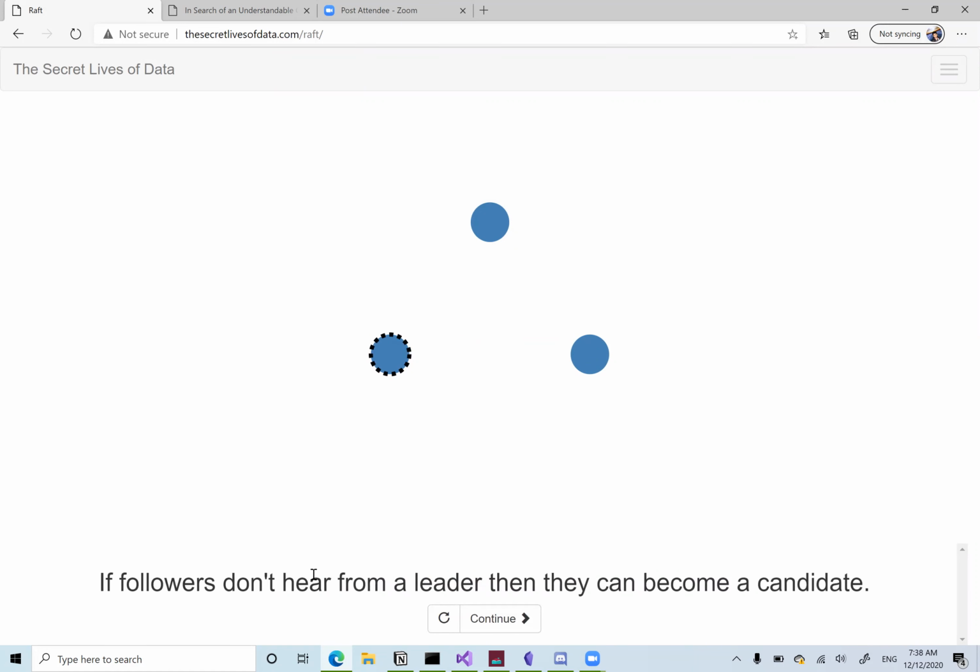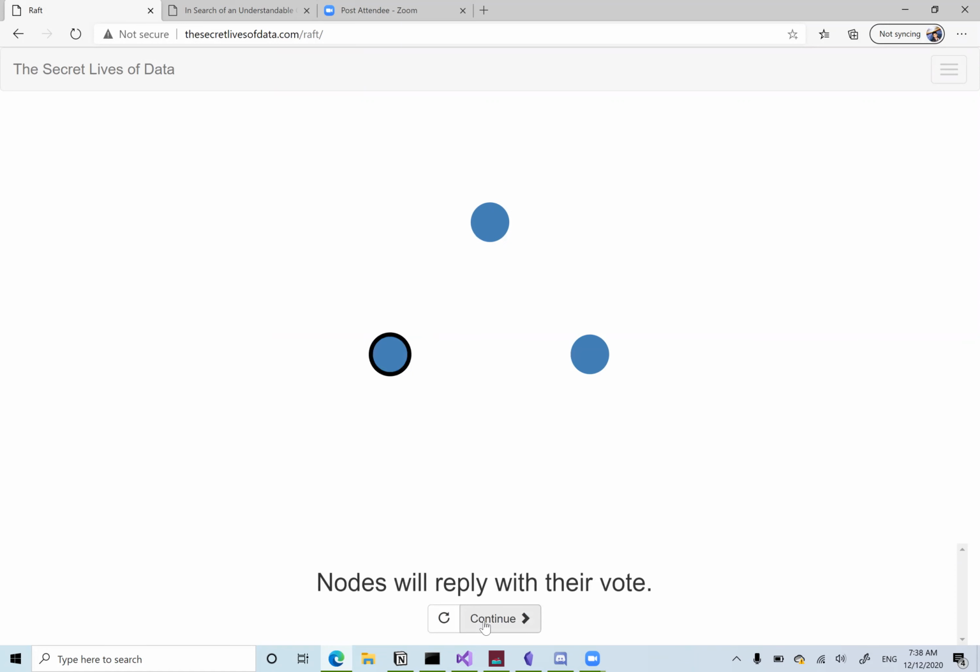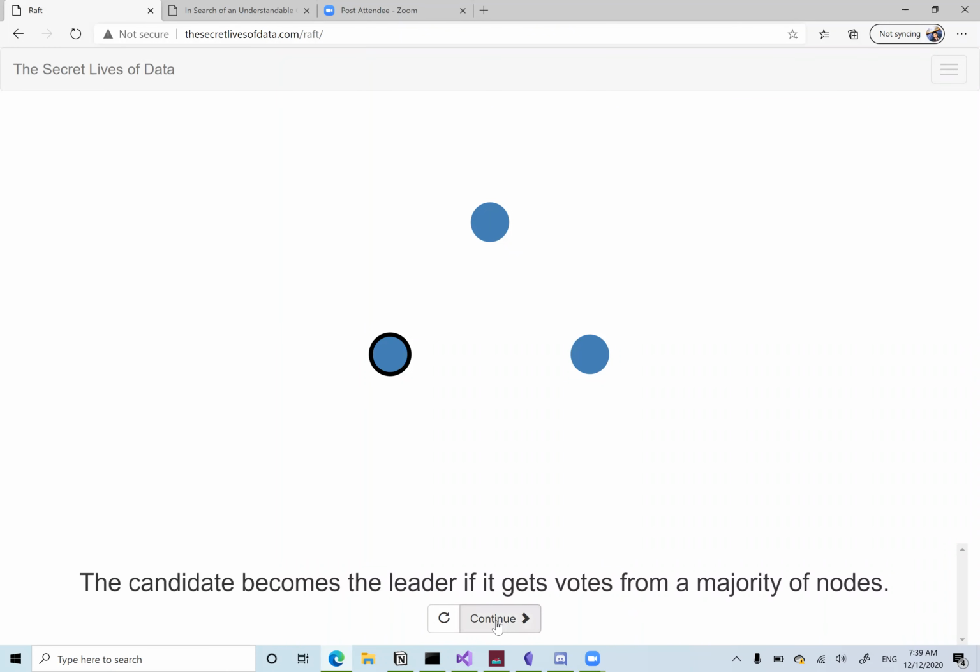If a follower doesn't hear from a leader, it can become a candidate. So this node has become a candidate, and the candidate will request votes from other nodes. Nodes will reply with their votes. If it gets a majority of votes, then this node will become leader. So in Raft, all the communication between the client and this network will happen through this leader node. Now this candidate has become leader.